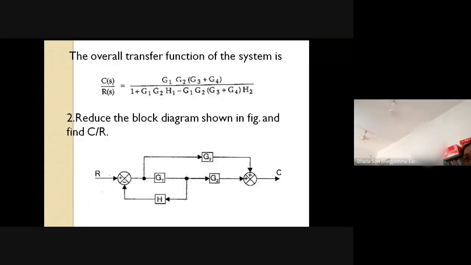Reduce the block diagram shown in the figure and find C by R. C means output, R means input. C by R means the transfer function. So this is a block diagram. This block diagram seems simpler when compared to your previous block diagram, but it is more complicated. How, I will tell you.